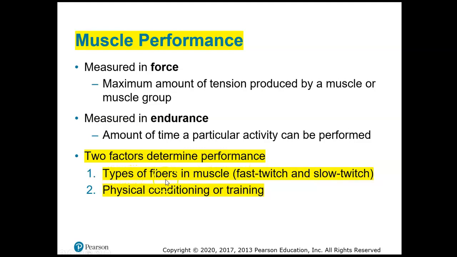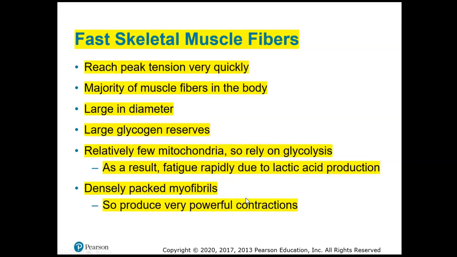So there are two factors that determine performance. There are the types of fibers in the muscle, which we're getting ready to learn about, fast twitch fibers and slow twitch fibers. And actually most of our muscle is a mixture of those fibers, but we're just going to learn what fast twitch and slow twitch fibers are and what they're used for. And also, the other factor that determines performance is physical conditioning or training, because we do train our muscles to do certain things.